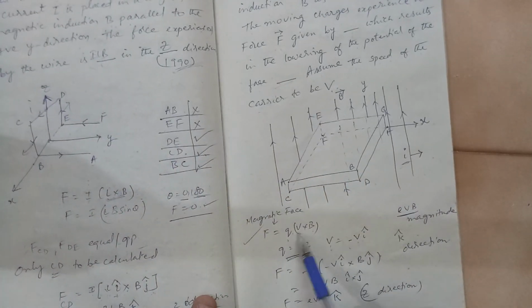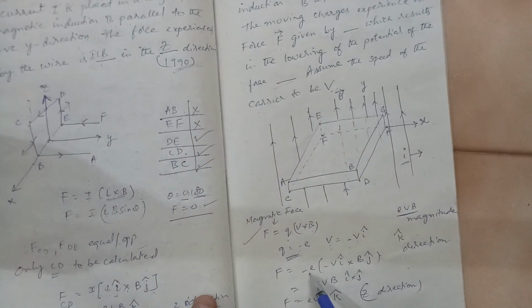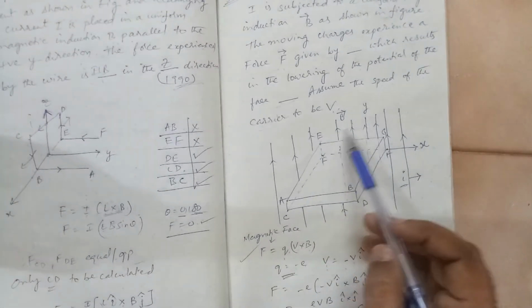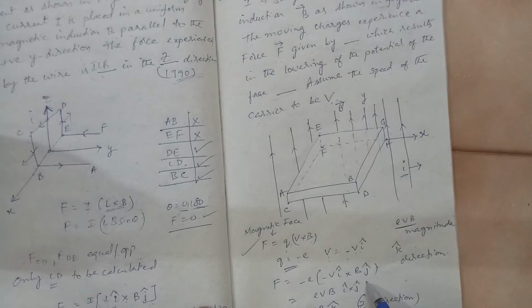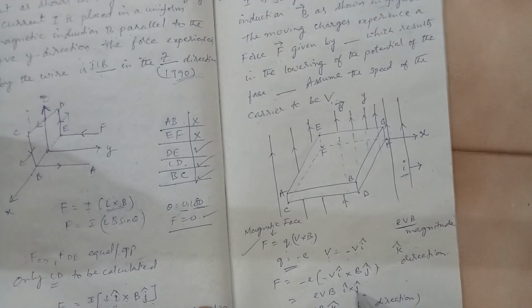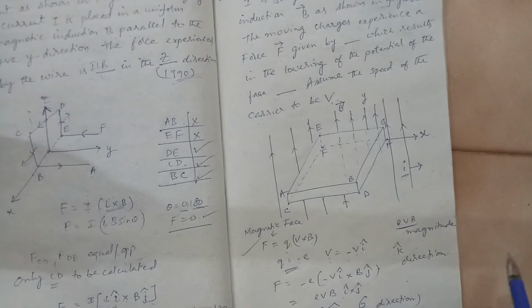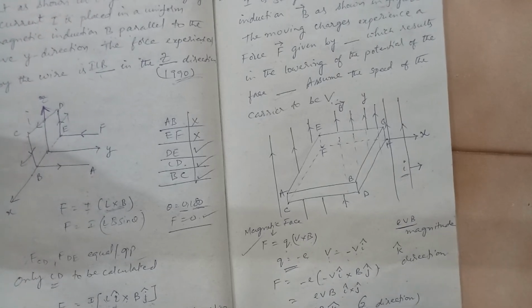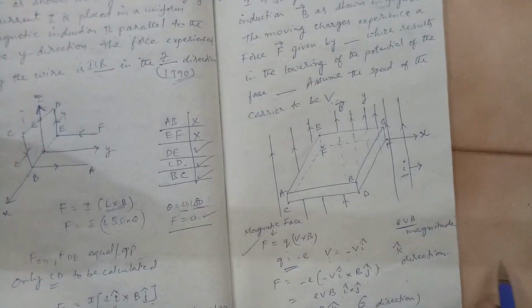F is equal to QV cross B. So it is minus E into minus V I cap cross B. B is in the Y direction, so J cap. Minus minus becomes plus. It becomes EVB, I cross J, which is nothing but K cap. I cross J is K cap. So this is the magnitude part, and this is the direction part.